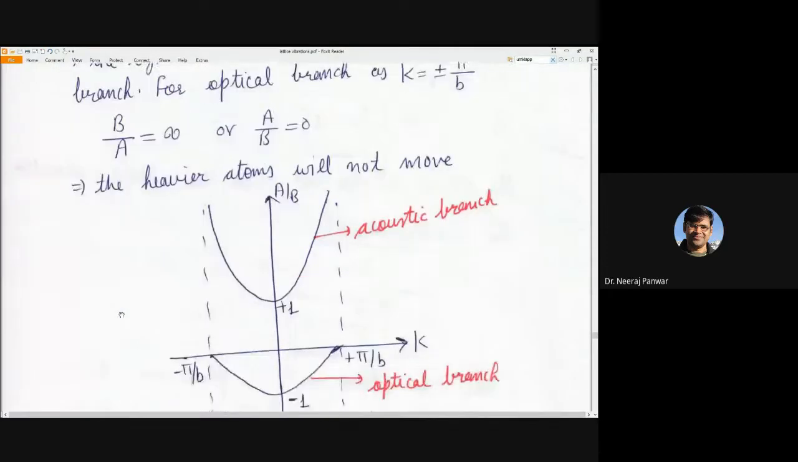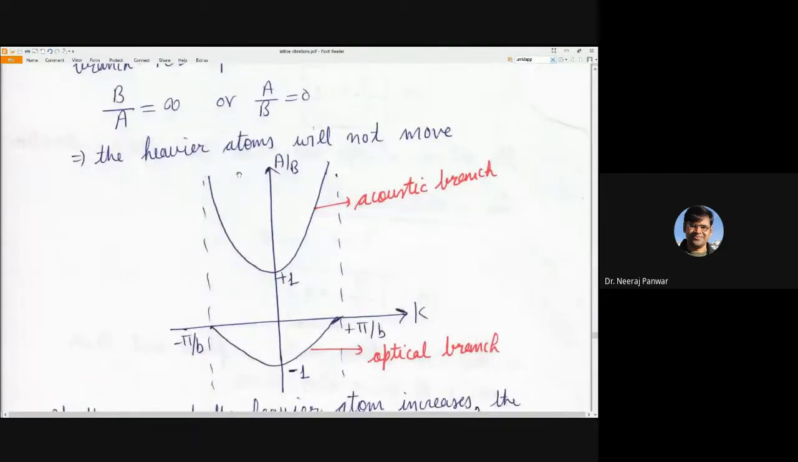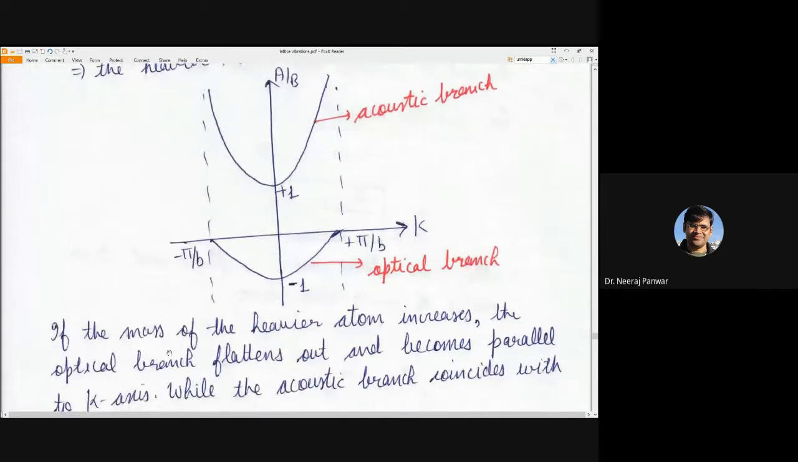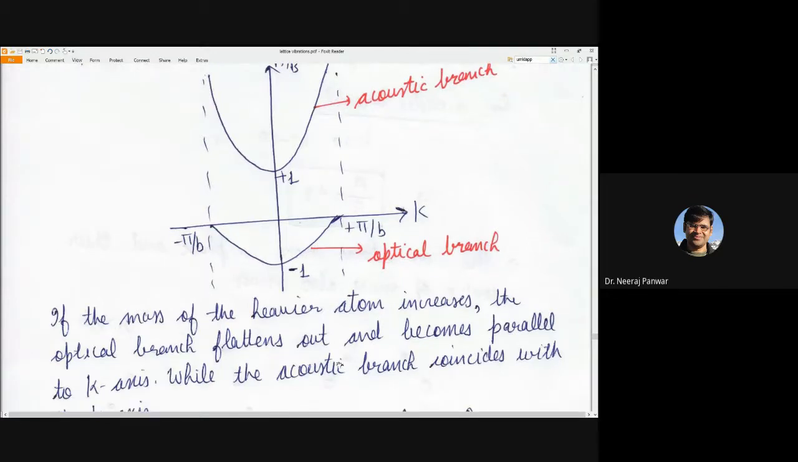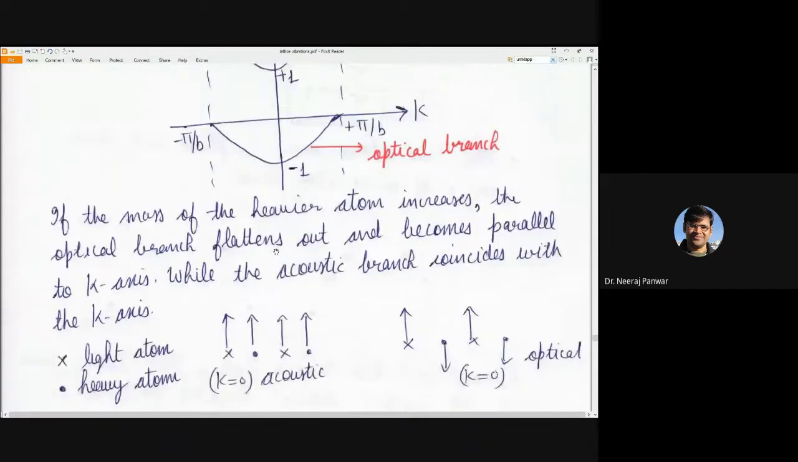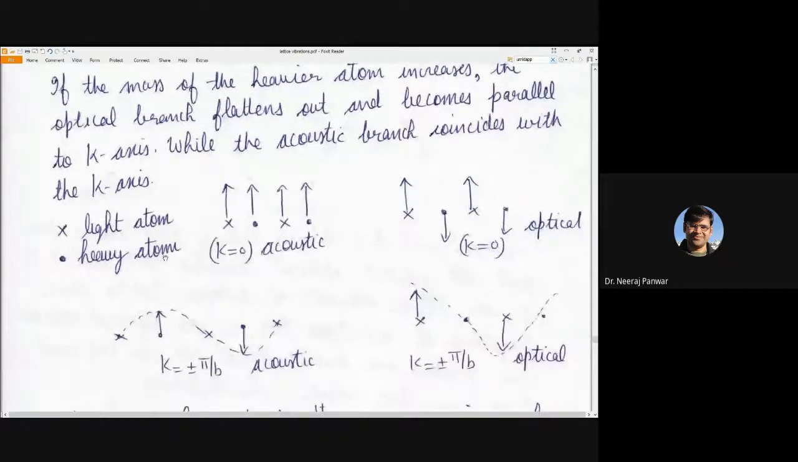This we have already discussed. Now we have plotted the A by B ratio, the amplitude ratio of the two ions in the optical and acoustic branch, and we will get this type of curve. If the mass of the heavier atom increases, the optical branch, which is the lower one, will become flat and parallel to the k-axis, while the acoustic branch coincides with the k-axis. So this has all been shown here.